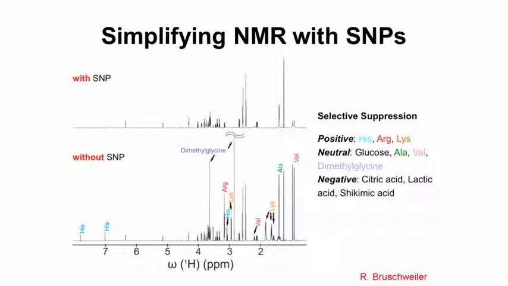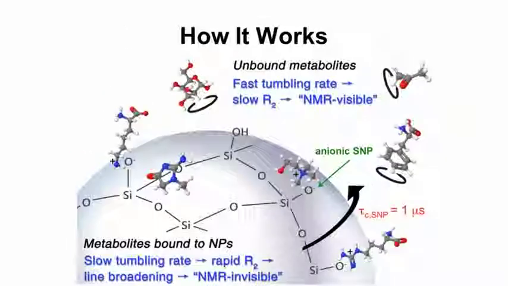Now, it's not perfect, and playing around with the pH and other solvent conditions allows you to see some more than others. But in essence, this is what's going on here, which is this differential relaxation, or T2. Things that have fast tumbling rates or long T2s are NMR visible, and the ones that have short T2s are essentially NMR invisible. So that's an example of sample manipulation.